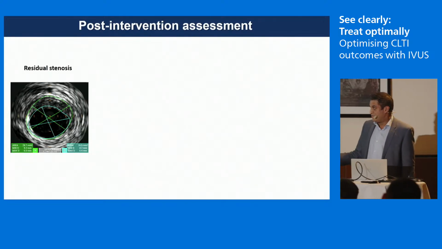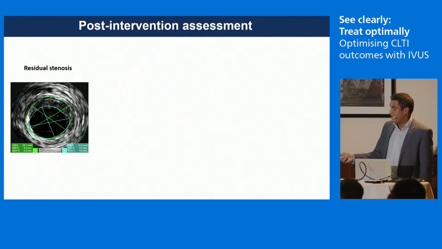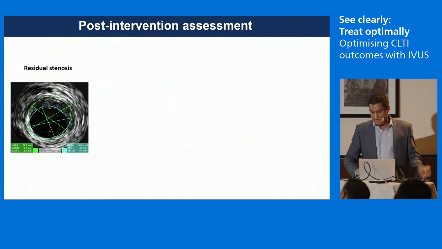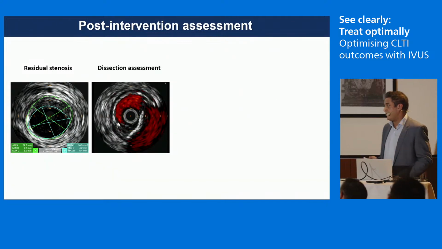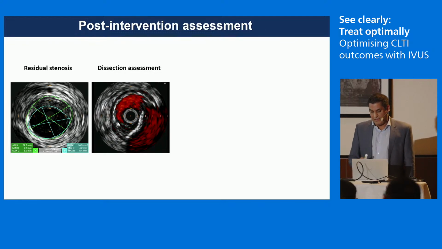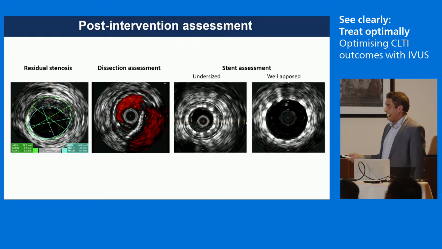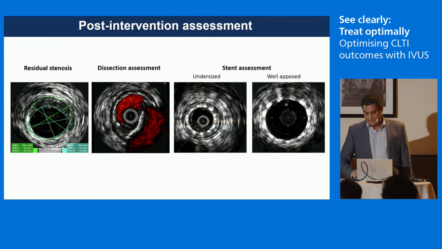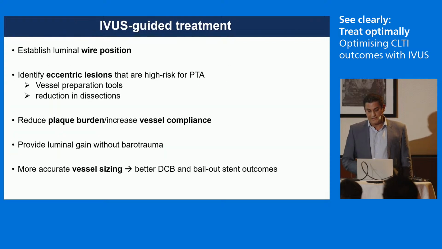So IVUS can be used to look for stenosis. You draw your actual vessel lumen, and then you draw your current lumen, and it gives you a percentage there and then. You get an objective value straight away. You can assess straight away for dissections, and you've heard about that all afternoon. And also, you can determine whether your stent is undersized or well opposed. But if you've used IVUS, then you won't need to. You should already have a well opposed stent.